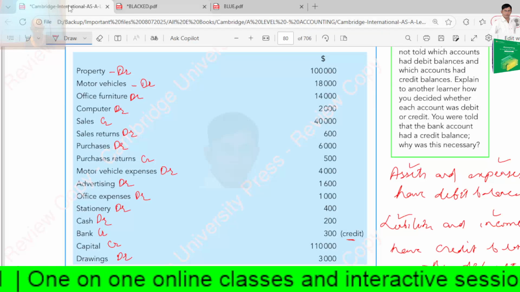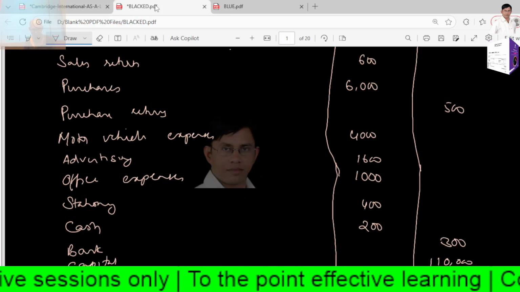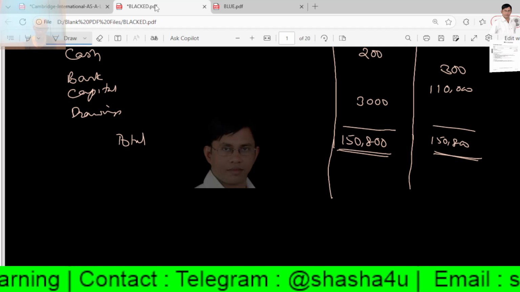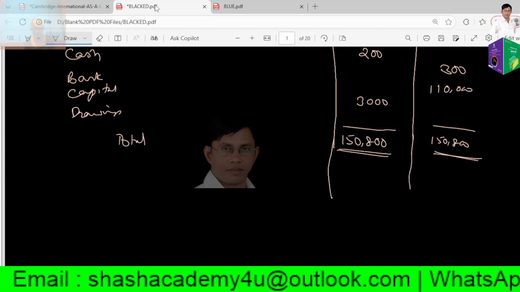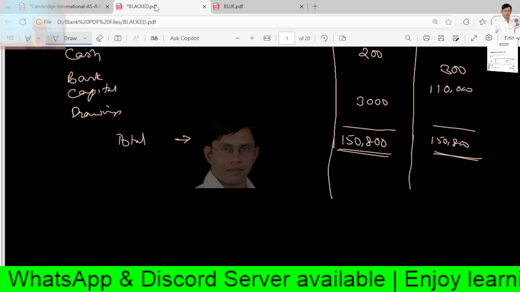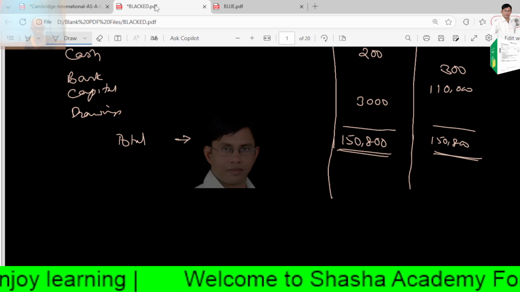So the total, if you add both the sides, is 150,800 on each side. So it will match. So this is activity 6.1. This is done.